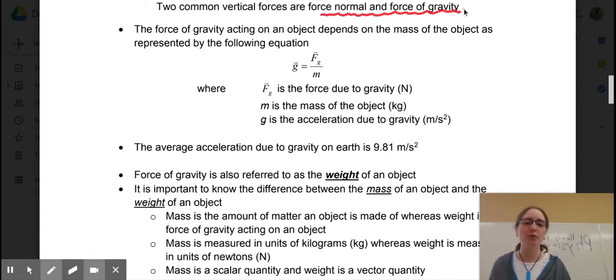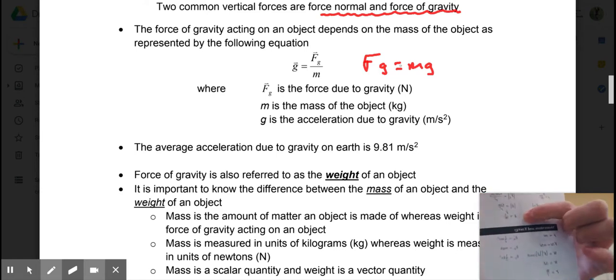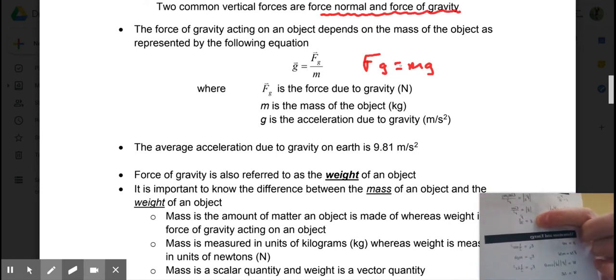Your force normal, or your normal force, is your Fn, and your force of gravity is the force that gravity is applying to that object. Now, the force is going to depend on the mass of the object. So this is the equation from your data sheet. I often just choose to write Fg equals mg, but that's okay. That's how it is in your data booklet, and you can find it on your data sheet right here: g equals Fg over m.